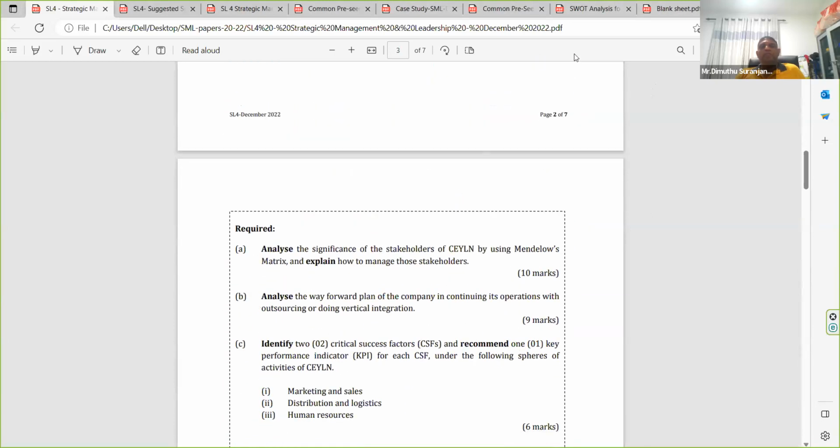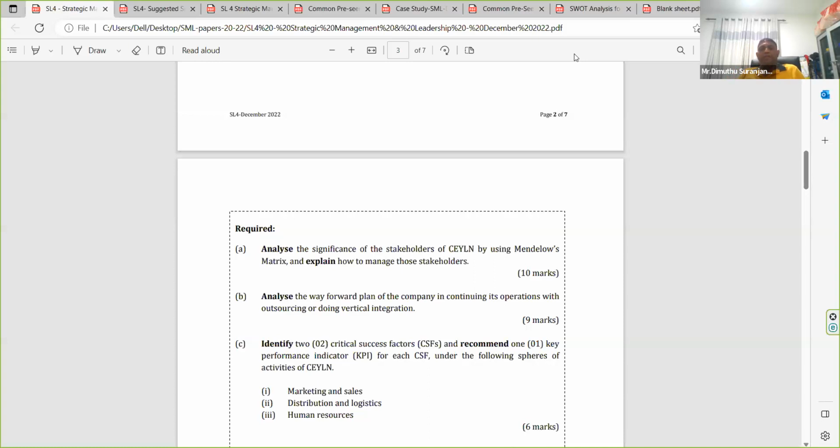We'll look at the questions first. Part A asks you to apply the Mendelow matrix: analyze the significance of the stakeholders of Ceylon by using the Mendelow matrix and explain how to manage those stakeholders. That is a 10 mark question. Then part B: analyze the way forward plan of the company, continuing operations with outsourcing or doing vertical integration. So it tests your outsourcing knowledge as well as your knowledge of integration.